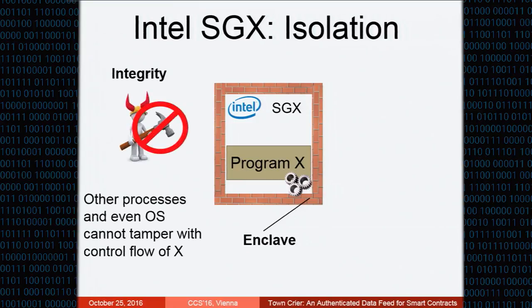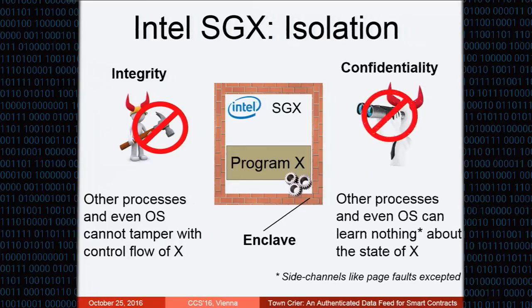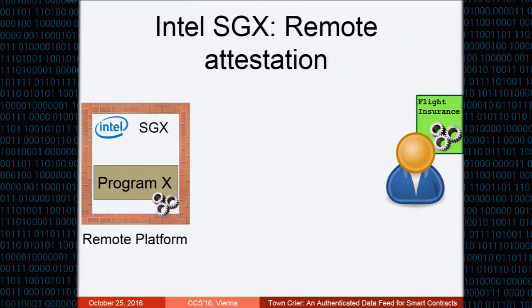First off, you will have an integrity guarantee, meaning the control flow of your program will not be tampered with by any other software running on the same machine. You will also get a confidentiality guarantee, meaning no one can observe the internal state of X. And another important functionality of SGX is remote attestation.